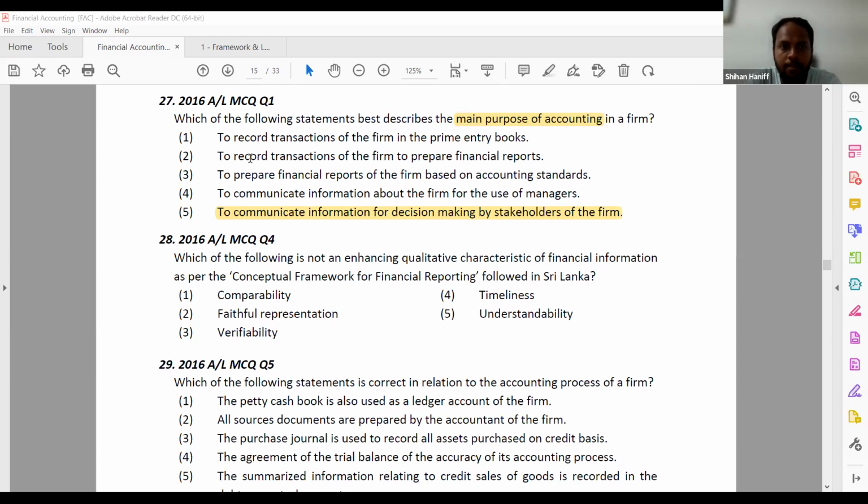2 is not an answer. Record transactions, no. Recording is not the objective. Recording is a part of the process. Communicate, to provide. You have to read carefully, okay? They are saying record, it's not.